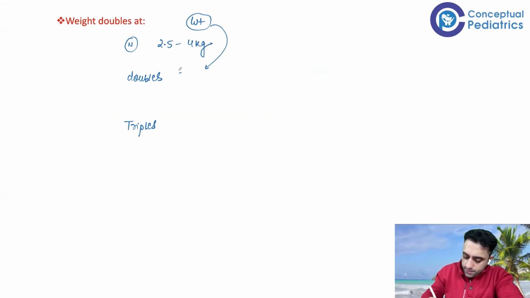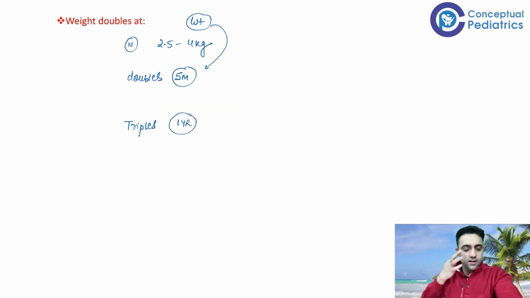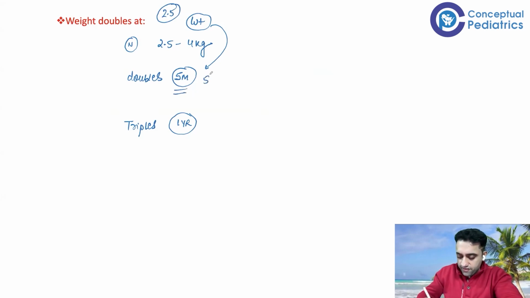Weight doubles by 5 months and triples by 1 year. So this is something you should know for the exam purpose. For example, if a 2.5 kg baby is born, after 5 months he will be 5 kg, and after 1 year he will be 7.5 kg.